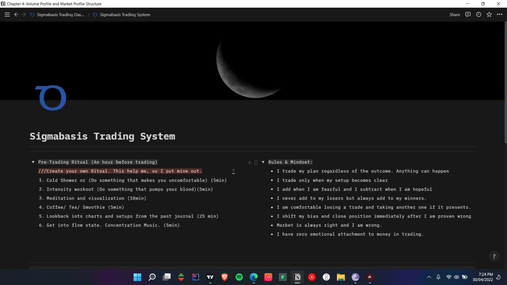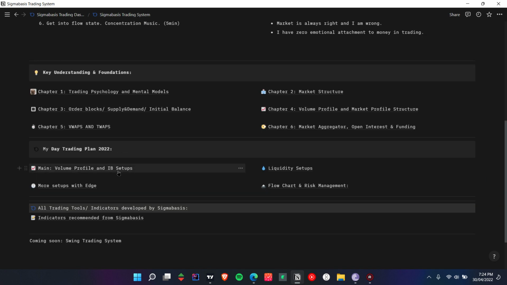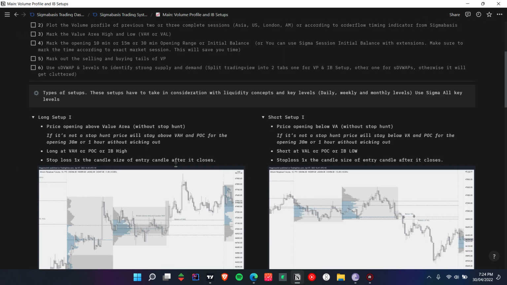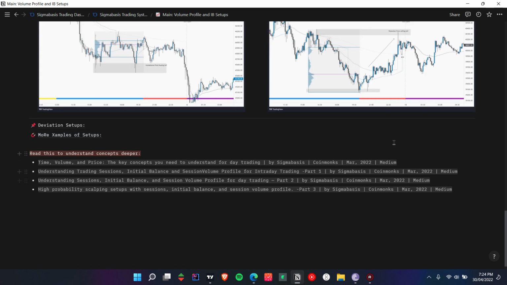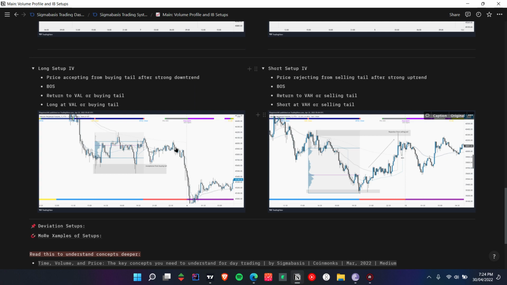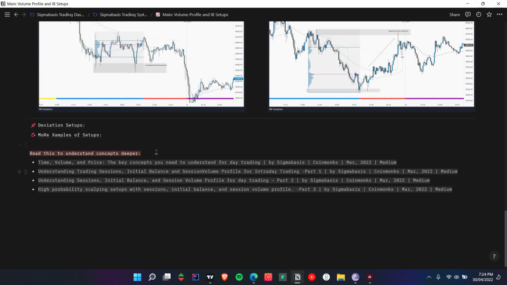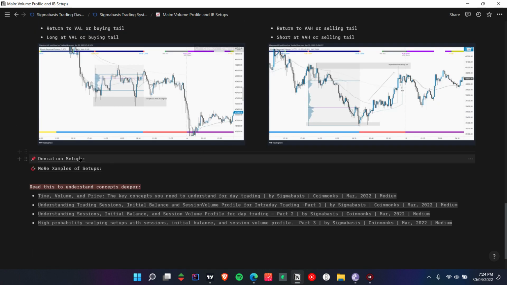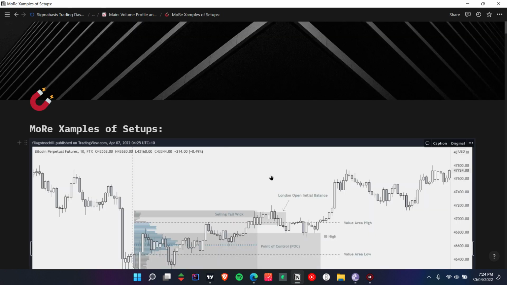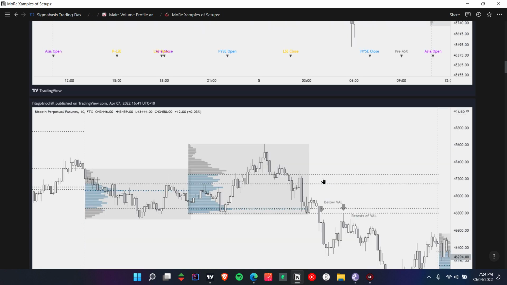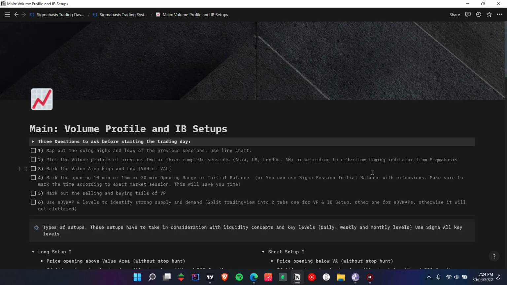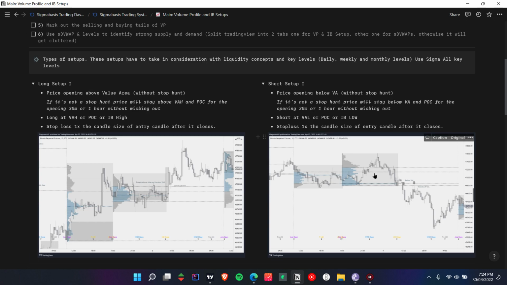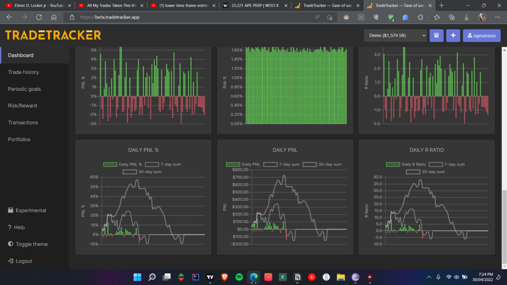In order to find the key setups, just go to volume profile and IB setups, and here you'll find 4 types of setup that I look for when I'm trading at the start of the session. And then you'll find more examples of the setups, how to look at these setups. Again, I'll provide the link in the description of this video.